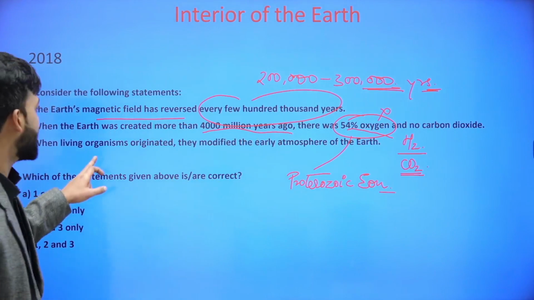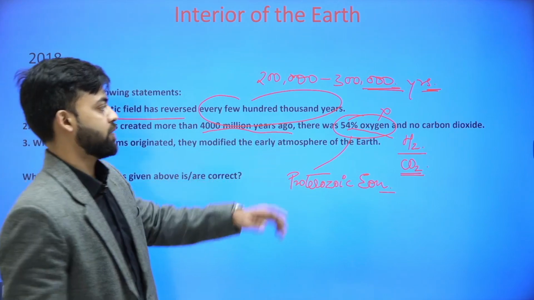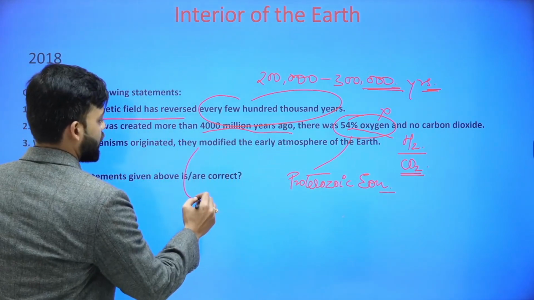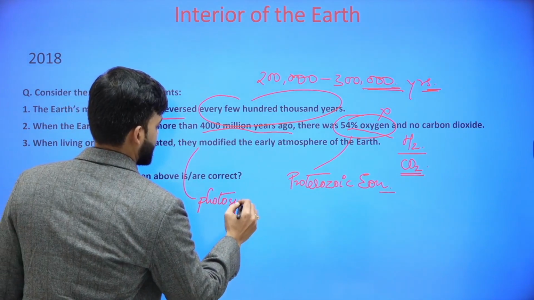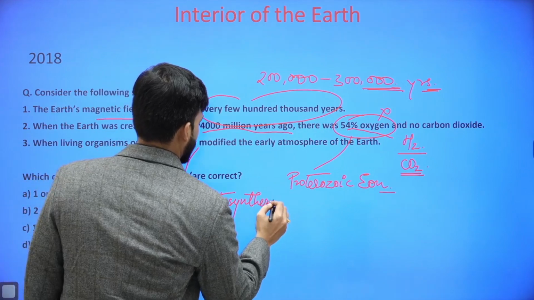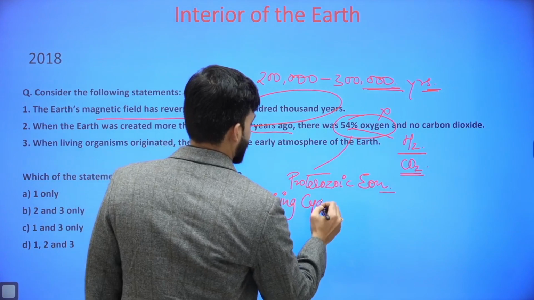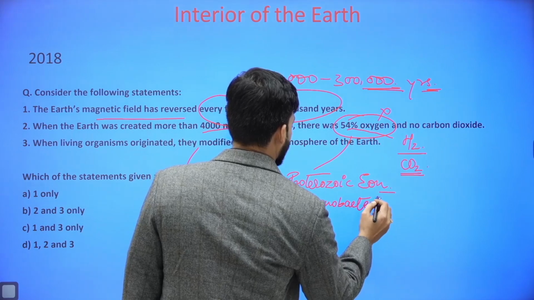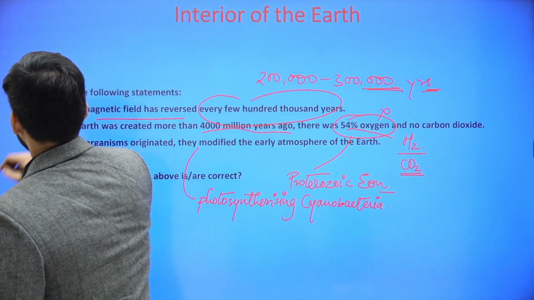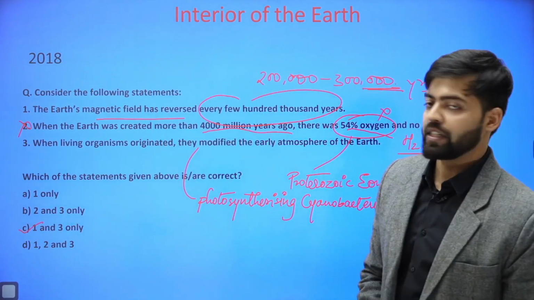And the third statement, when living organisms originated, they modified the early atmosphere of the Earth. So we know about photosynthesizing cyanobacteria. So second statement is incorrect. Rest first and third is correct. So C is the right answer.